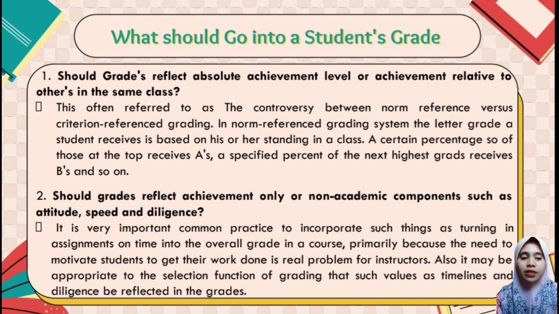In the norm reference grading system, the letter grade a student receives is based on his or her standing in the class. A certain percentage of those at the top receive As, a specific percentage of the next highest receive Bs, and so on. On the other hand, under such a system, an outside evaluator has little additional information about what a student actually knows, since that will vary with the class.